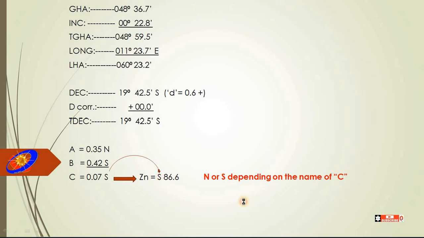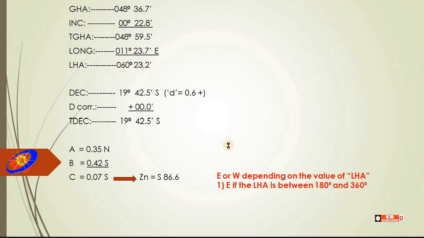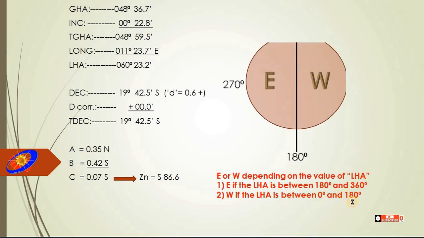Okay. For the second name, east or west, depending on the value of LHA. This is the value of our LHA. How do we do it? We have two rules again. East, if the LHA is between 180 degrees and 360 degrees. Second rule, west, if the LHA is between 0 degrees and 180 degrees.